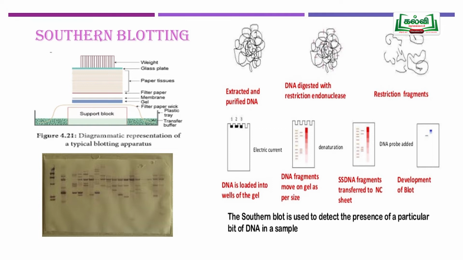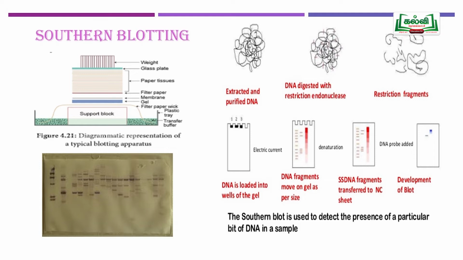The next one is Southern blotting. In Southern blotting, we may detect whether a particular DNA sample is present or not. That's why we have to use Southern blotting. We may also use this technique in DNA fingerprinting and the RFLP technique. So all those things we may do using this Southern blotting technique. So how do we perform this Southern blotting technique?